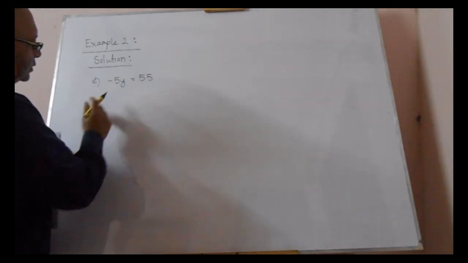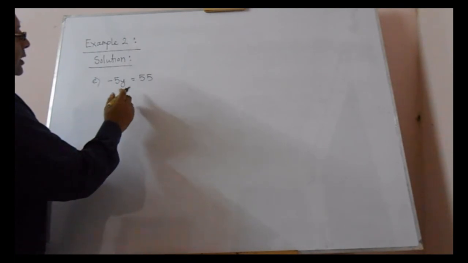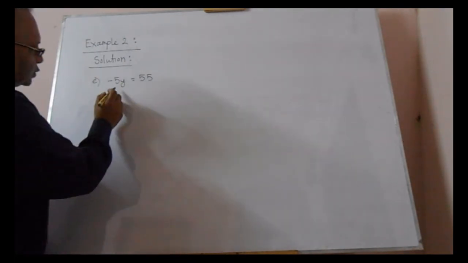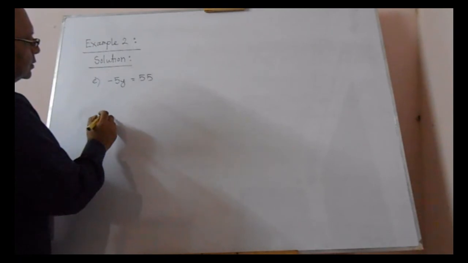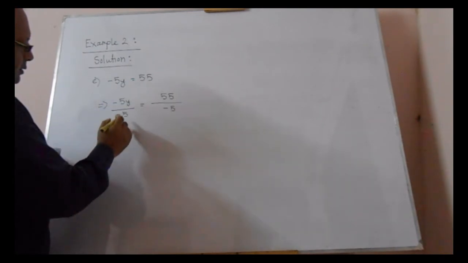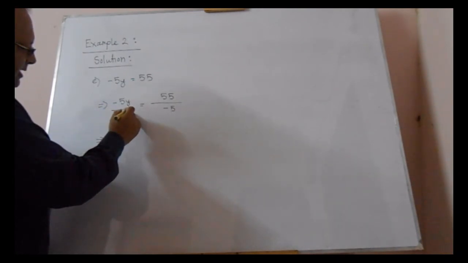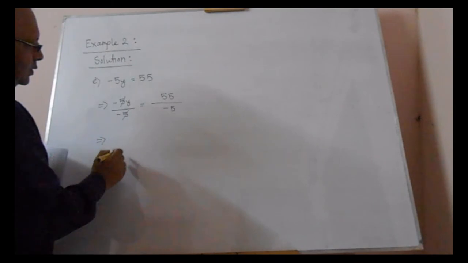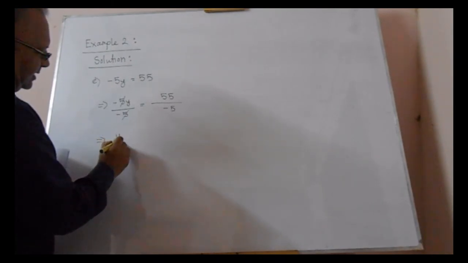This is part E of example 2. Negative 5y equals 55. We need to remove negative 5 from this equation. We will solve this equation for the variable y. So at first we need to remove this negative 5. To do that, we will divide both sides of this equation by negative 5. So we can cancel this negative 5 and negative 5, so y stays on the left side.